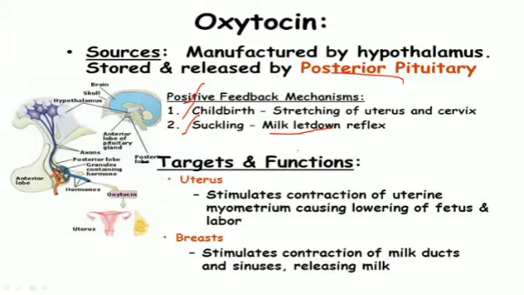The target area is the uterus, in which it stimulates the contraction of the uterine myometrium, the inner wall of the uterus, causing lowering of the fetus, and that helps in the labor process. And then it affects the breast to stimulate contraction of milk ducts and sinuses, which release milk.